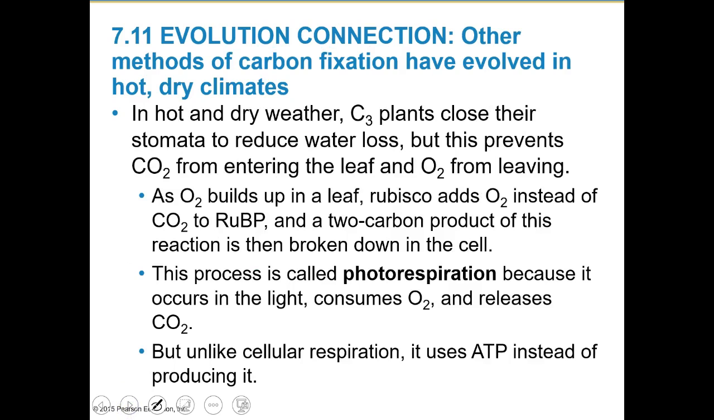In hot and dry weather, C3 plants close their stomata to reduce water loss, because water loss is a problem. But this prevents the CO2 from entering the leaf. So then O2 builds up in the leaf, and rubisco starts adding O2 instead of CO2. That really screws things up, because that's called photorespiration. It occurs in the light and consumes O2 and releases CO2. Unlike cellular respiration, it uses ATP instead of making it. So it's just burning energy for no reason.